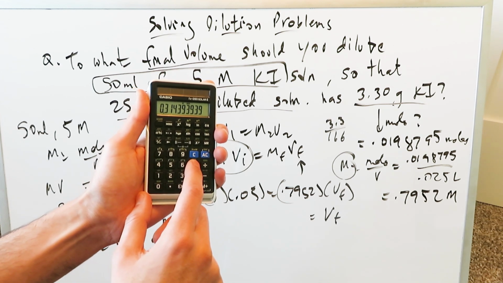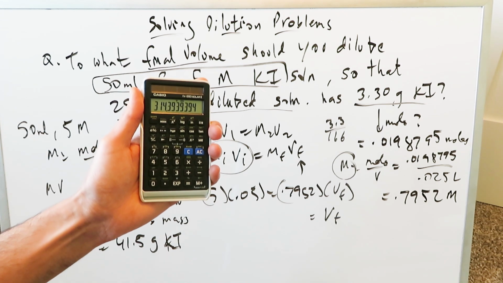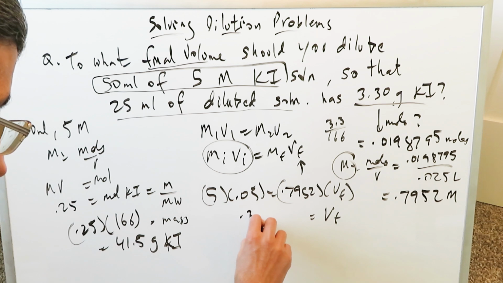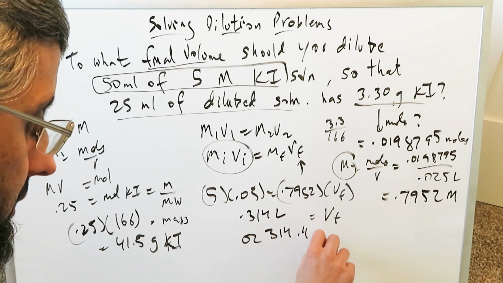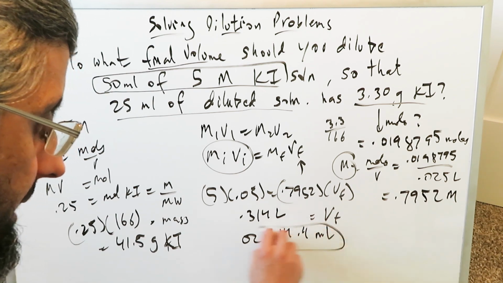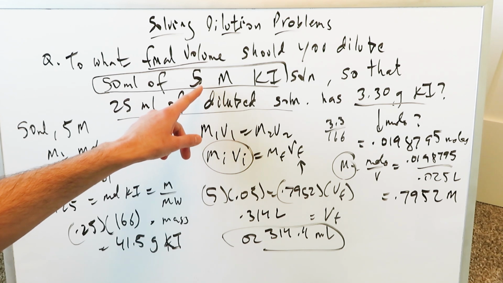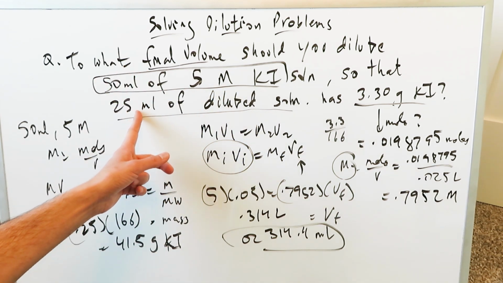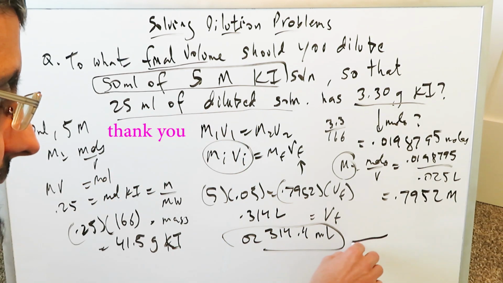I'll multiply this by 1000 and convert it into milliliters. It'll be 314.4 milliliters. It's 0.314 liters, or 314.4 milliliters, and that's your final answer. To what final volume should you dilute this 50 milliliters of 5 molar potassium iodide, so that if you were to pull out 25 ml of that diluted solution, you'll have 3.3 grams of potassium iodide? It's this right over here.